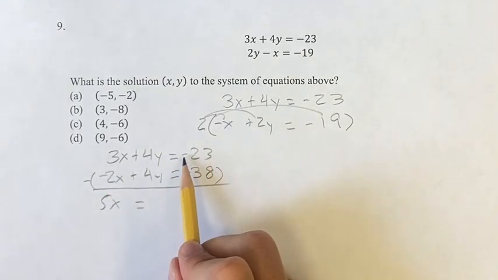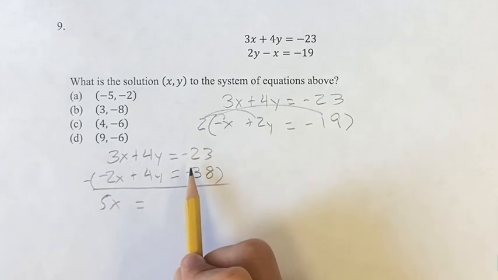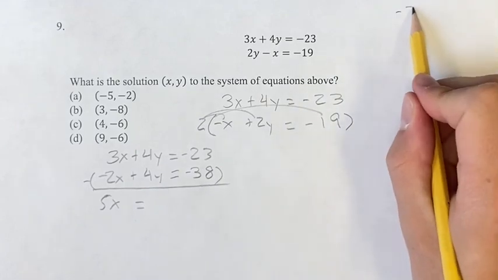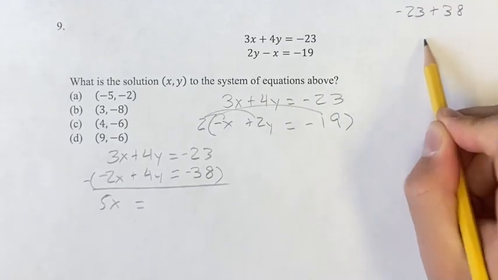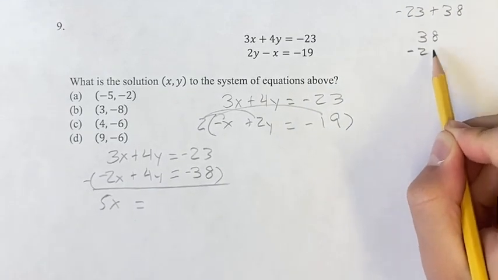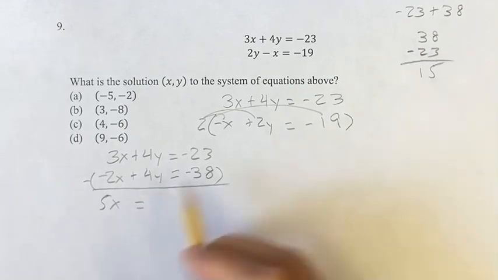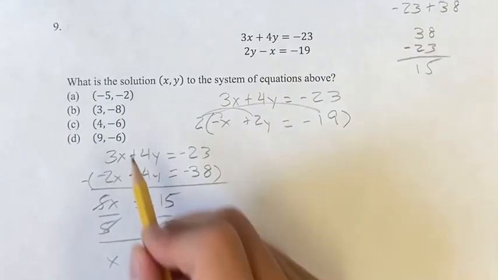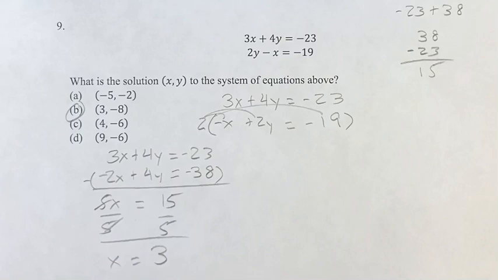And then negative 23 minus negative 38 is negative 23 plus 38, which we can think of as 38 minus 23, which is 15. Dividing both sides by 5, we get that x is equal to 15 divided by 5 is 3. So which of these has x equal to 3? Well, it's going to be this one, so therefore B is going to be your final answer.